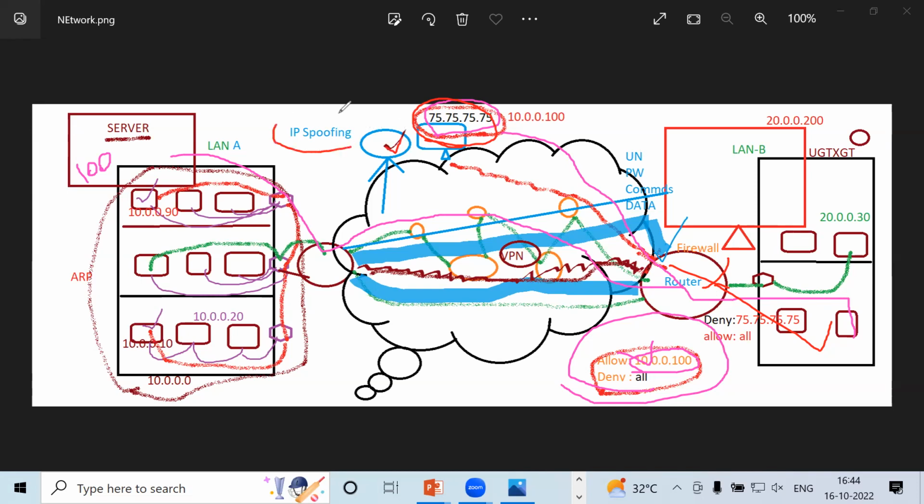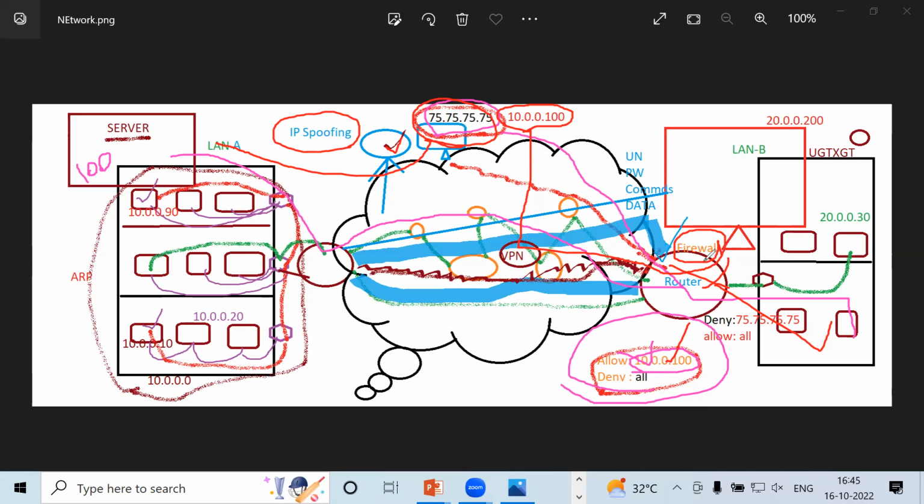And there is something called IP spoofing. What is IP spoofing? Now, this hacker will convert this IP address as coming from 10.0.0.100. After changing this source IP address to 10.0.0.100, he will forward the data. Now it comes here, it comes here, it comes here. When it reaches the router, the firewall will verify. So what is the rule? 10.0.0.100 allow. Already this fellow has modified the IP address.